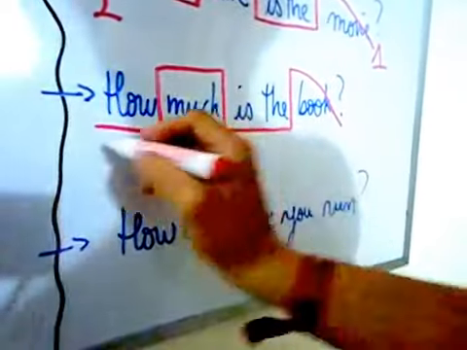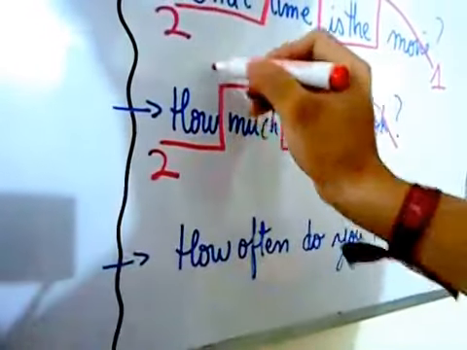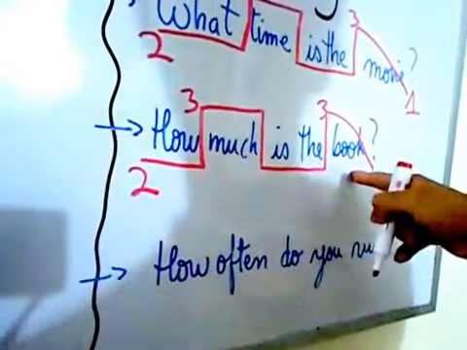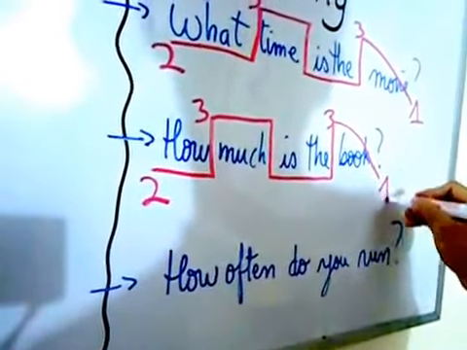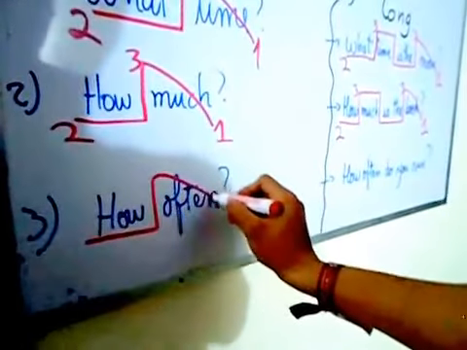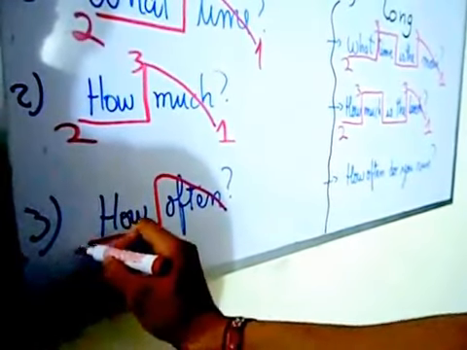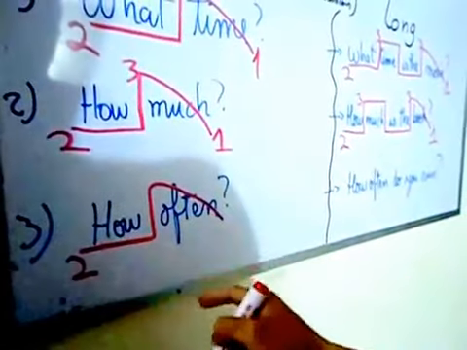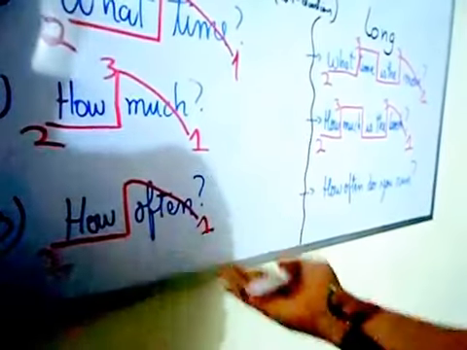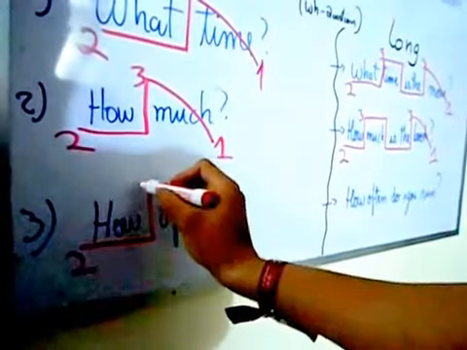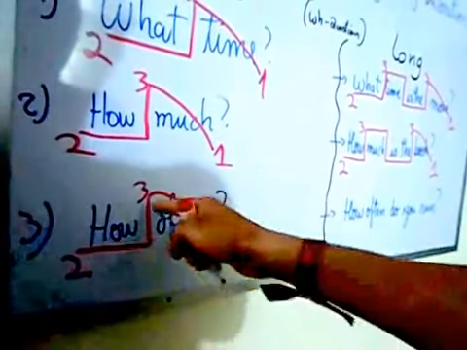So the final position. Marking the standard or the initial position, the content words as much and book are, and the final position, number 3. How often? The number 2, the WH part, in the shorter questions. We have to get the summit. In this case, it is the number 3, showing the content word. In this case, it is often.